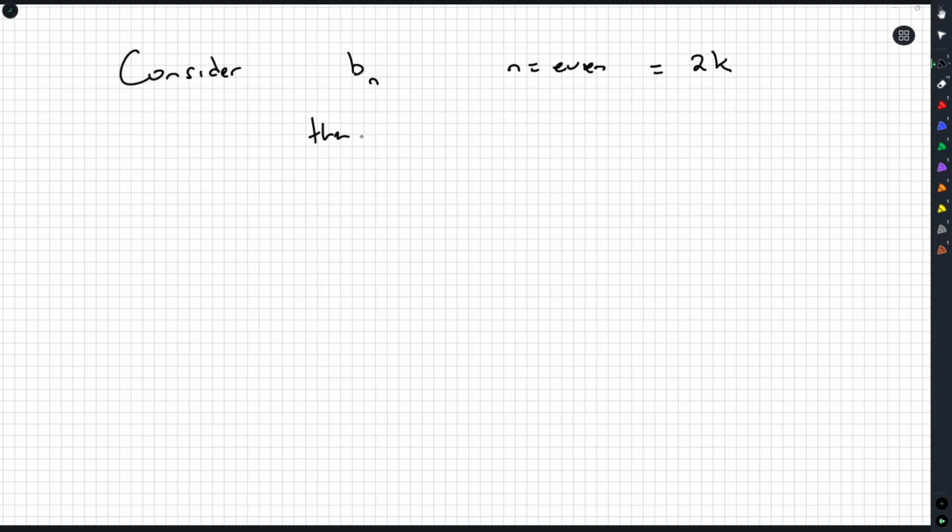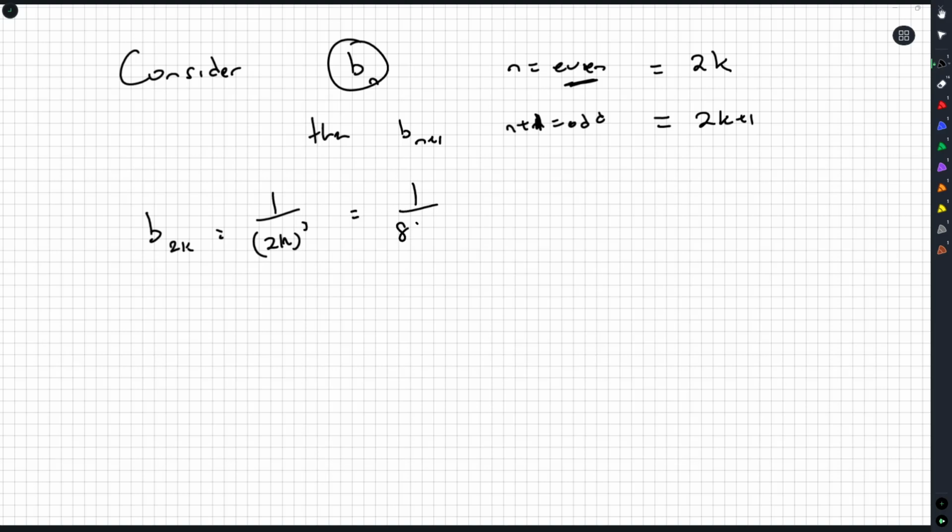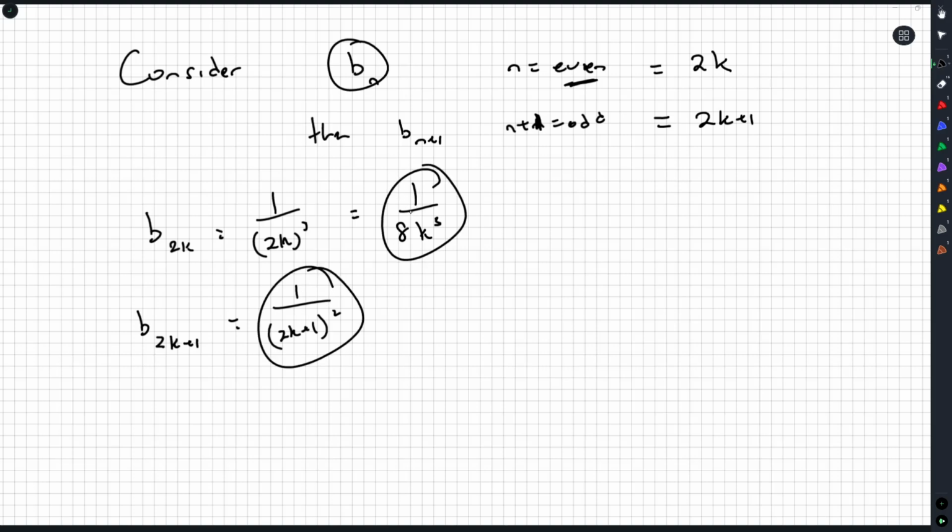Then the next term would be something that's odd. Oops, sorry, n plus 1 is odd, which would be 2k plus 1. Well, we have formulas. If you know that your index is even, b_2k is 1 over (2k) cubed. So that would be 1 over 8k cubed. And then the next term, b_(2k+1), that'll be 1 over, we square our odd term, (2k+1) squared. Now, that should be bigger than this.